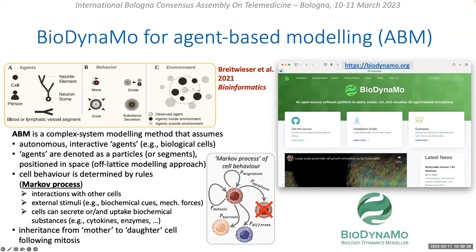Agents, here it is cells, reside in space following the Von Neumann lattice approach, with cell behavior being determined by rules we define as Markov process. In short, a Markov process describes a sequence of possible events in which the probability of each event depends only on the state attained in previous events. So here we model explicitly cell behavior for mitosis, death, migration, secretion, or uptake of biochemical substances and others.